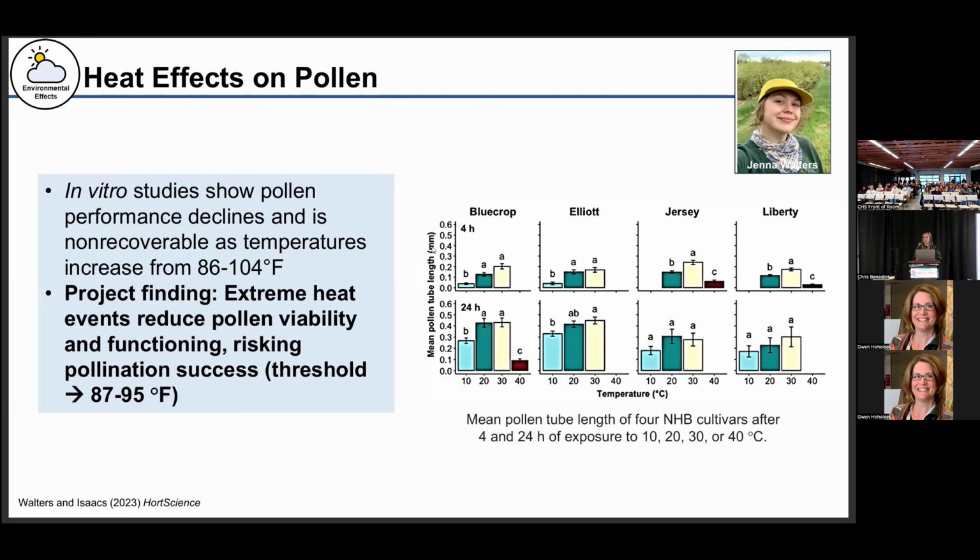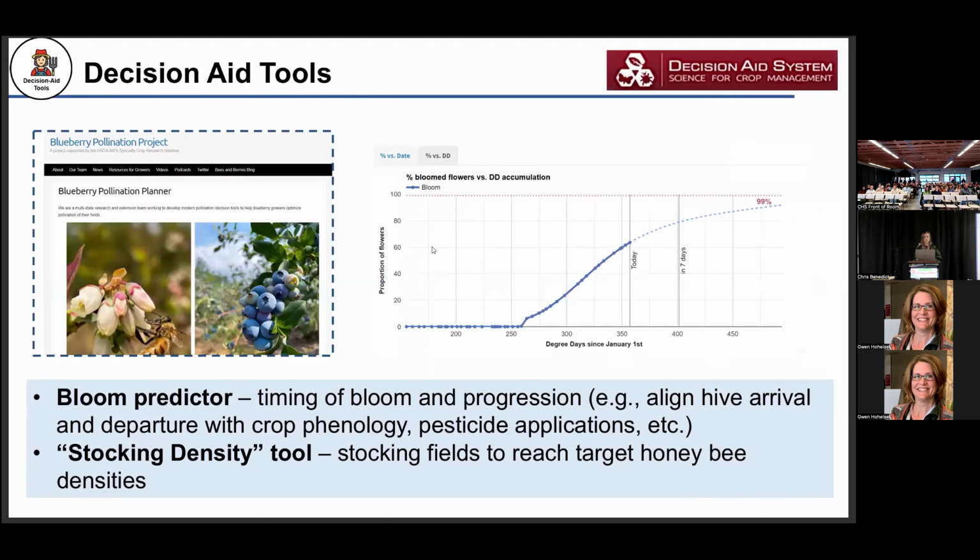So the major takeaway was that extreme heat events do reduce pollen viability and functioning, risking pollination success. And we identified a threshold that's been really important in terms of understanding what heat events mean here during our bloom period and defining how we might try to manage that in the future. And that threshold is 86 and above essentially.